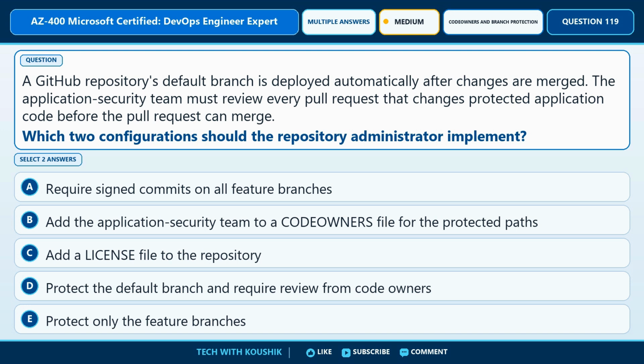Option A. Require signed commits on all feature branches. Option B. Add the application security team to a code owners file for the protected paths. Option C. Add a license file to the repository. Option D. Protect the default branch and require review from code owners. Option E. Protect only the feature branches.